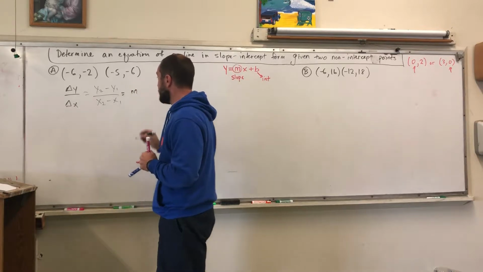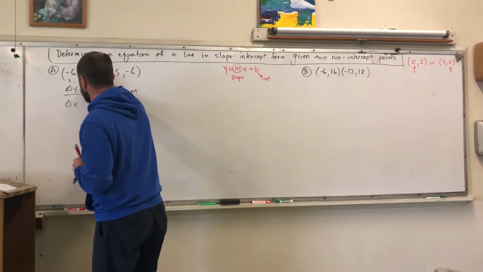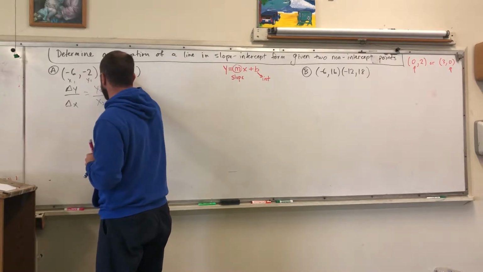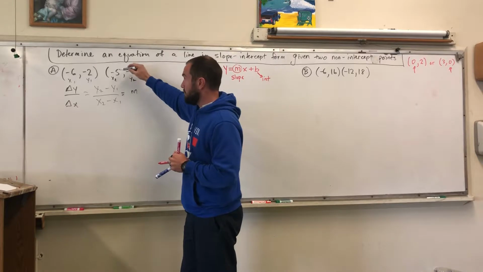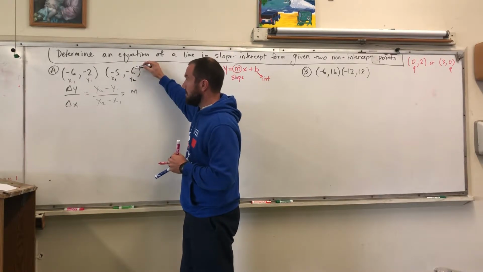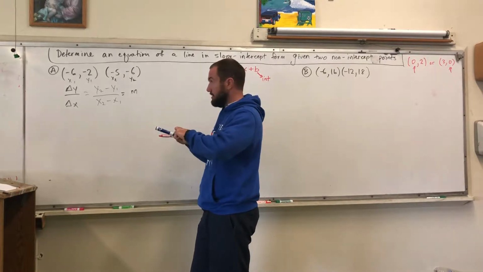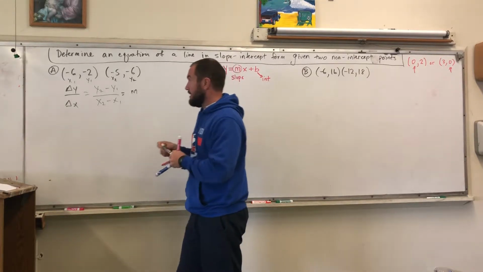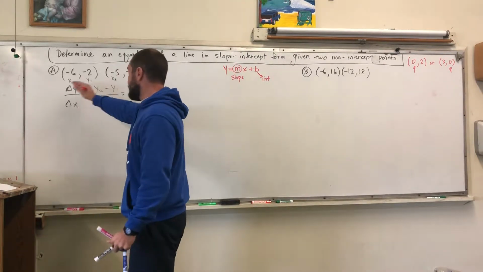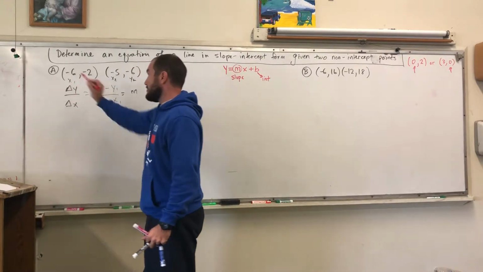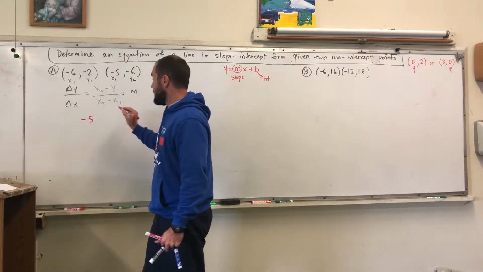Now keep in mind, generally what we do is we make this x1, y1, x2, y2. But if you decide to make this your x1, y1, and this your x2, y2, you will end up with the same exact slope. There will be absolutely zero difference between the two. But if first comes first, then let's call it x1. So let's go -5.